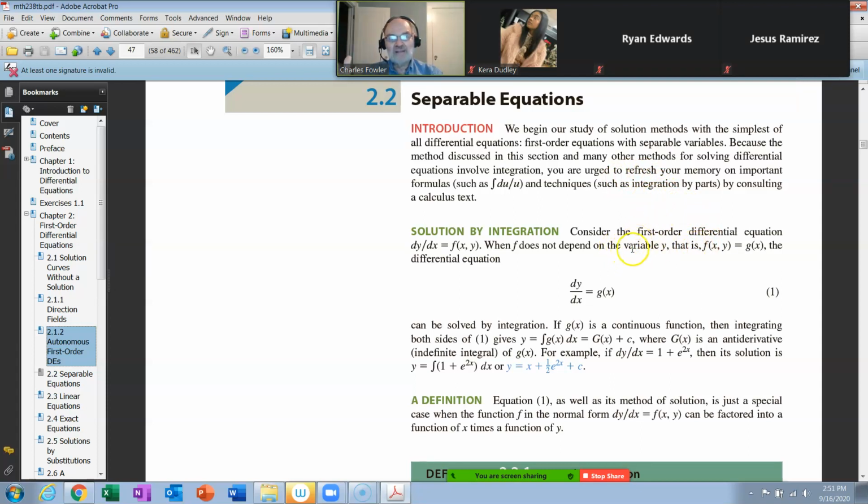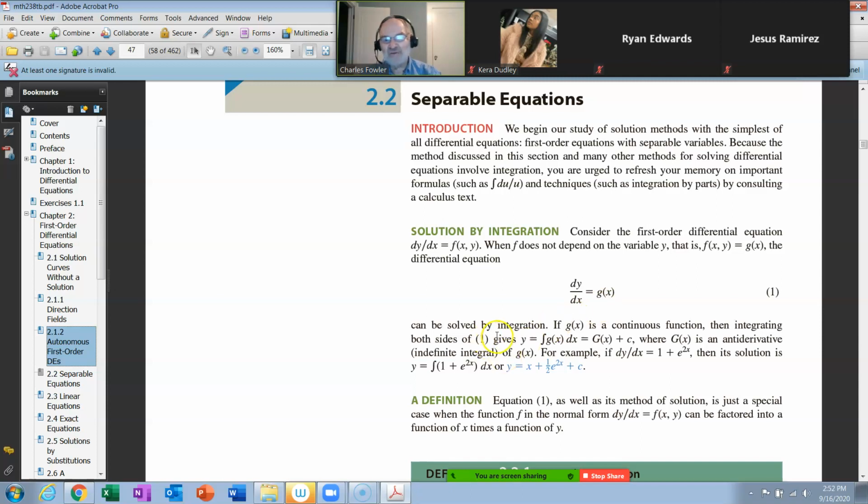So here is a situation. Consider the first order differential equation dy/dx is equal to f of x, y. When they phrase it this way, you have no idea what the relationship between x and y is on the right hand side. When f does not depend on the variable y, this is the reverse of what it was before, that is only depending on x, like f of x, y is now g of x, there's no y dependence. Remember in autonomous, it was only y dependence with no x dependence. Now it's the reverse of that.